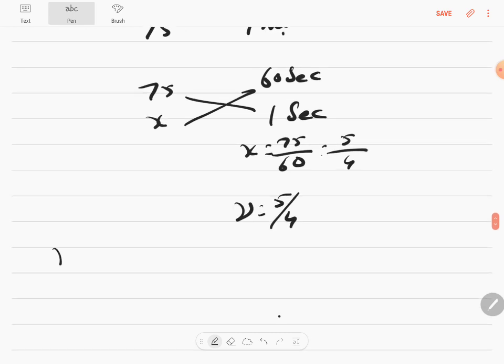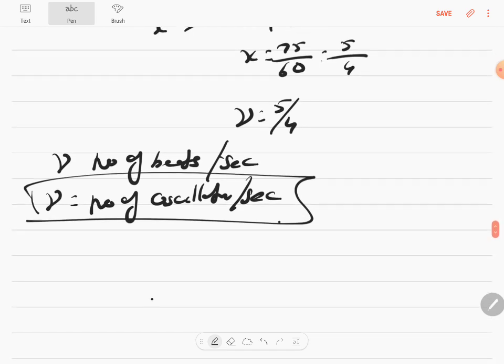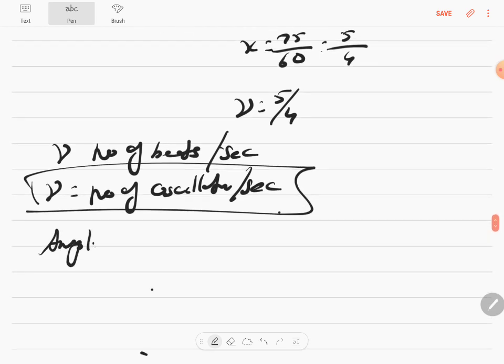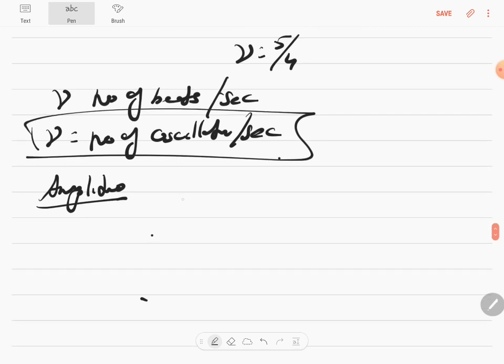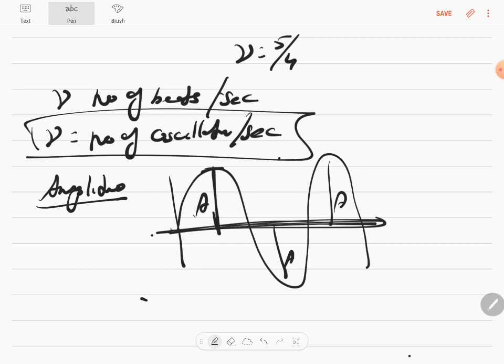The frequency is 5 by 4. Therefore, you understand frequency is the number of beats per second, in case of the heartbeat, or number of oscillations per second. Number of oscillations per second is what is called frequency. So thus you know how to define frequency. Let's define what is amplitude. Amplitude means, in the case of a vibrating body which is vibrating to and fro about the mean position, the maximum displacement from the mean position is what is called amplitude. The particle is vibrating to and fro, the maximum displacement from the mean position is what is called A.